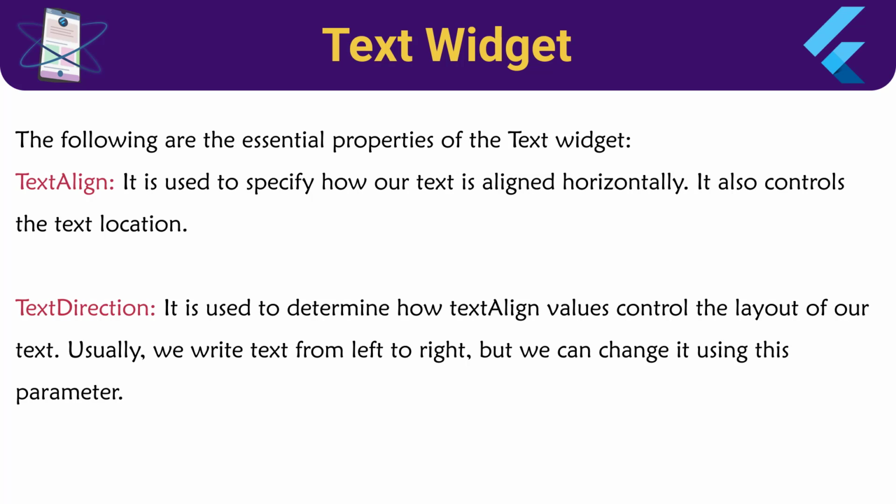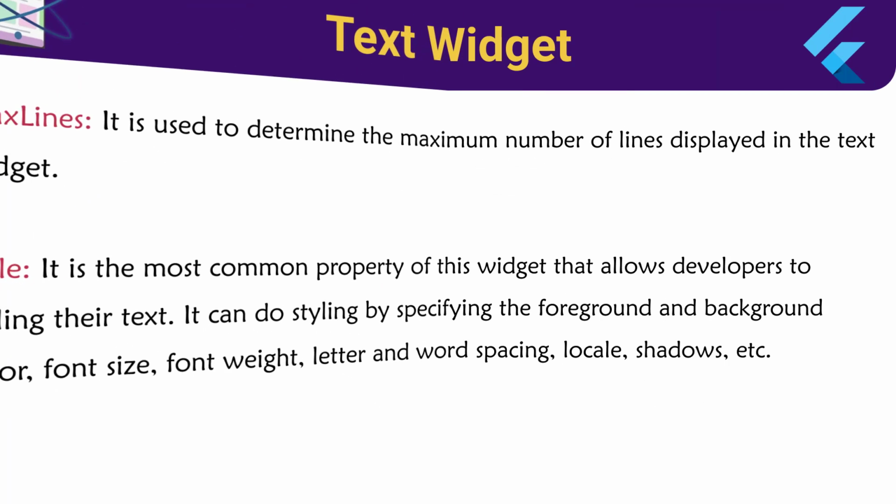TextAlign. It is used to specify how our text is aligned horizontally. It also controls the text location. TextDirection. It is used to determine how TextAlign values control the layout of our text. Usually, we write text from left to right, but we can change it using this parameter.